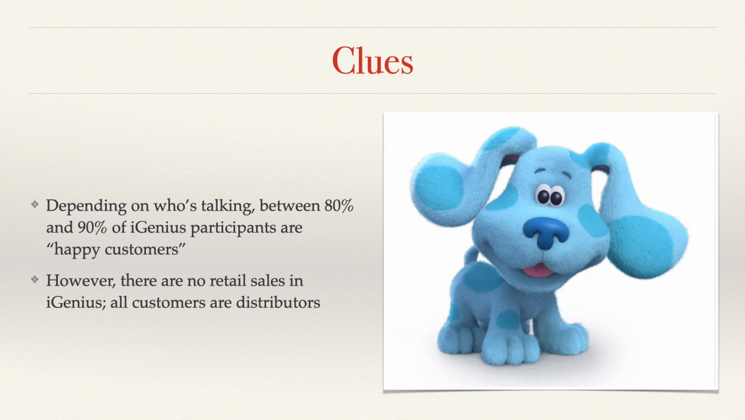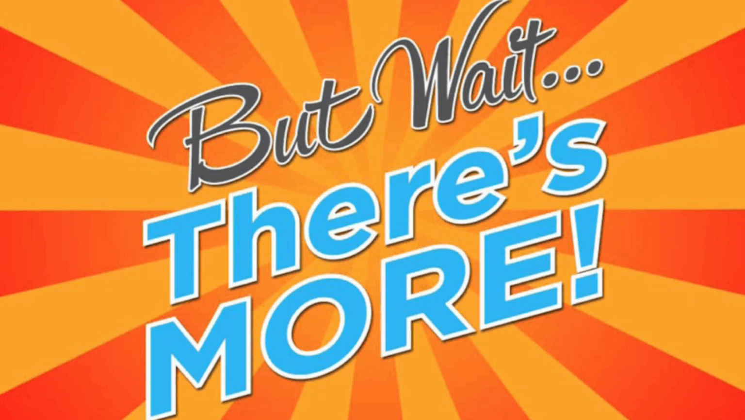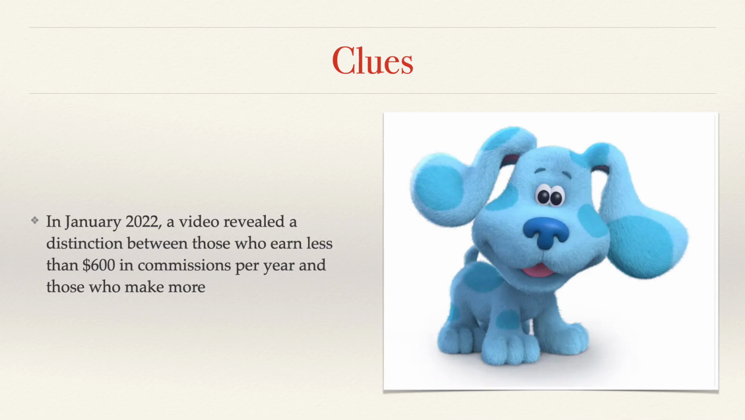Not so in iGenius. There is only one class. When you do your buy-in, you can sell to other people. But wait, there's more. There was a video that was leaked in January of 2022 because the official version of it, I think, leaves out the part where one of the higher-ups in iGenius explains that there is a distinction between those who earn less than $600 in commission per year and those who make more.